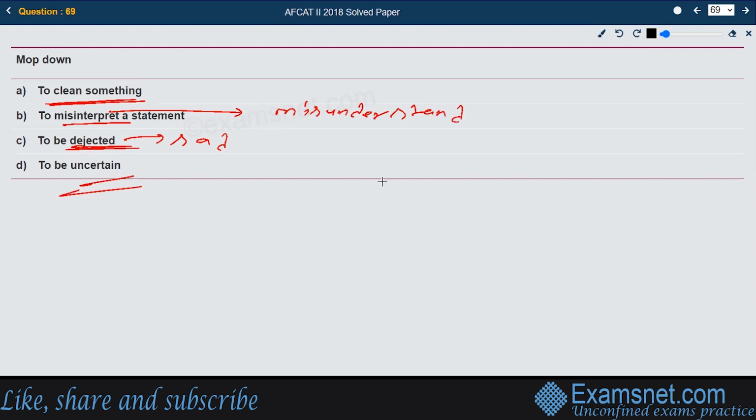To be uncertain, if somebody is not certain about something, he is said to be uncertain. So the right answer is mop down is to clean something. A.